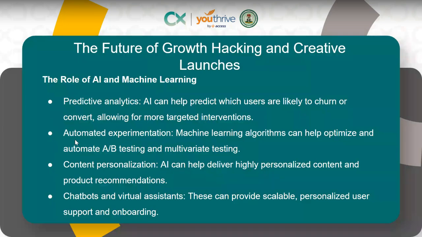All right, this is very important. We already talked about where you have been testing it. All right, hyper personalization. AI can help deliver highly personalized content and product recommendations. Brilliant. Chatbots and virtual assistants. AI can also provide scalable personalized user support and onboarding. All right, this is something that's actually very relevant right now.